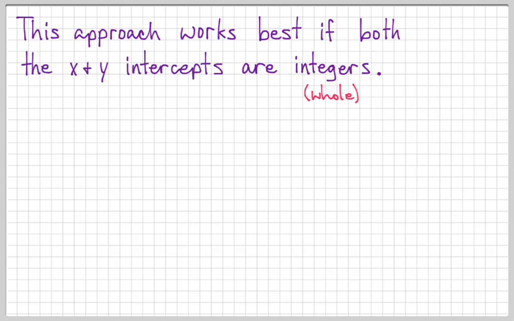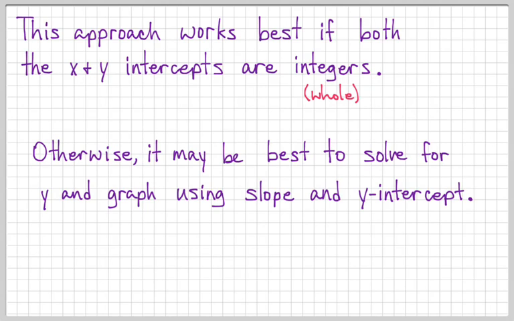Now this whole approach of using intercepts works best if both the x and y intercepts are integers. What I mean by that is whole numbers, either positive or negative. By definition, whole numbers are positive, but if we say integers, it includes the positives and the negatives. So if your x and y intercepts are not going to be integers, it may be best for you to solve for y and graph using the slope and the y-intercept like we did in the last lesson.